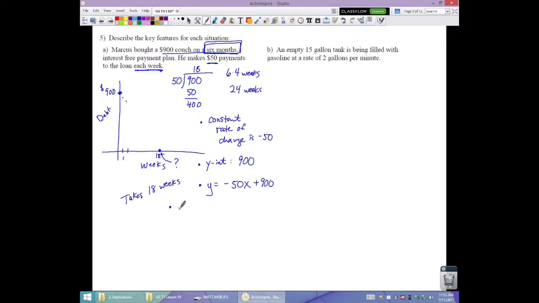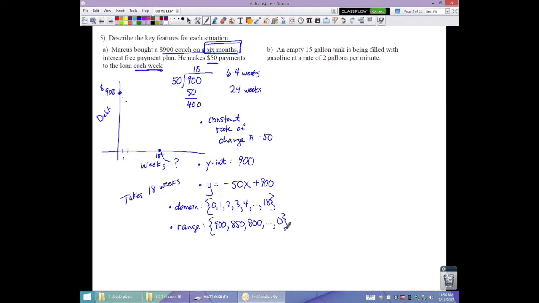We can say that our domain is, I would consider this a discrete function, because even though the weeks are passing continuously, I'm only making payments once a week. So I would use whole numbers, starting with 0. 0 weeks in is when I first got my loan, but this ends at 18 weeks. My range would start with 900, 850, 800, and so on until I get to 0.